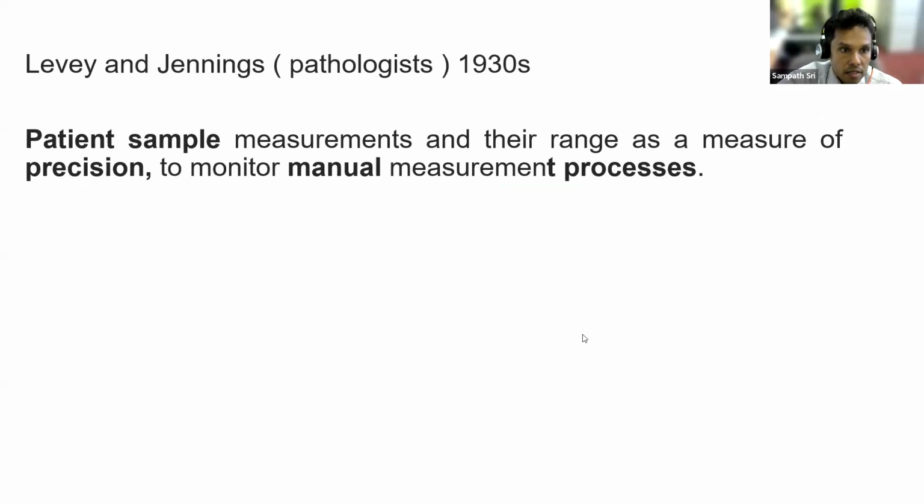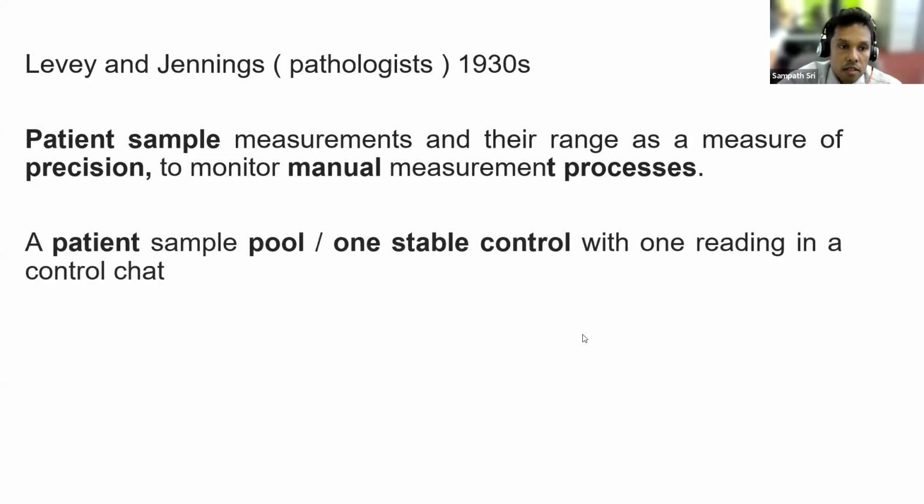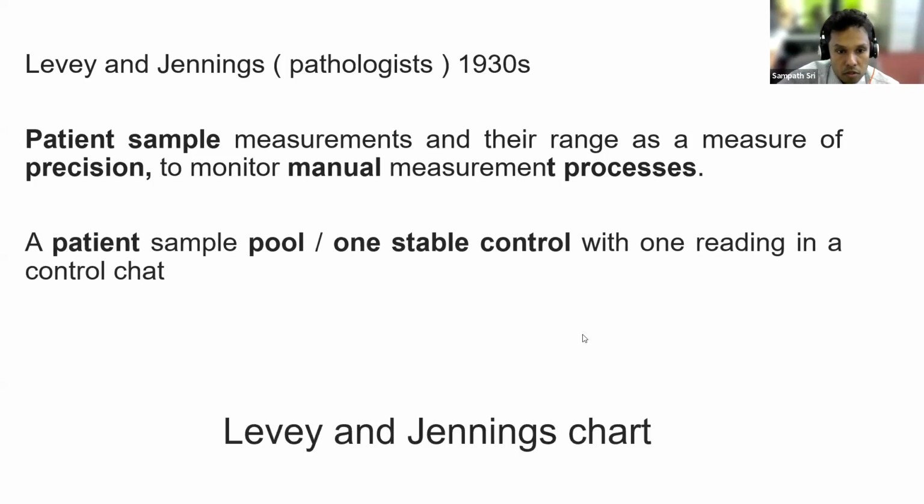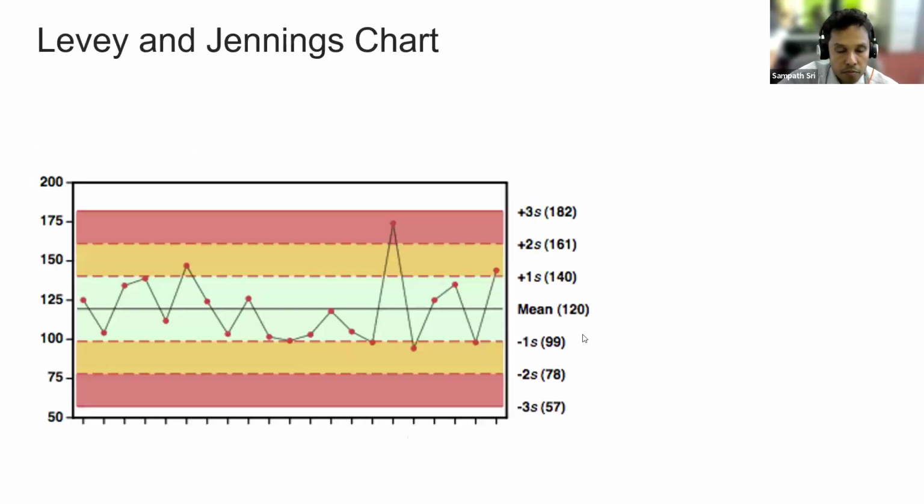So to do that, we have something called Levey-Jennings charts, which were begun around the 1930s by two pathologists. They started the IQC procedure with patient samples. They measured each patient sample on different days and checked their range to monitor manual measurement processes. Later, they used a single patient sample, a pool of patient samples, as one stable control. So these are called Levey-Jennings charts.